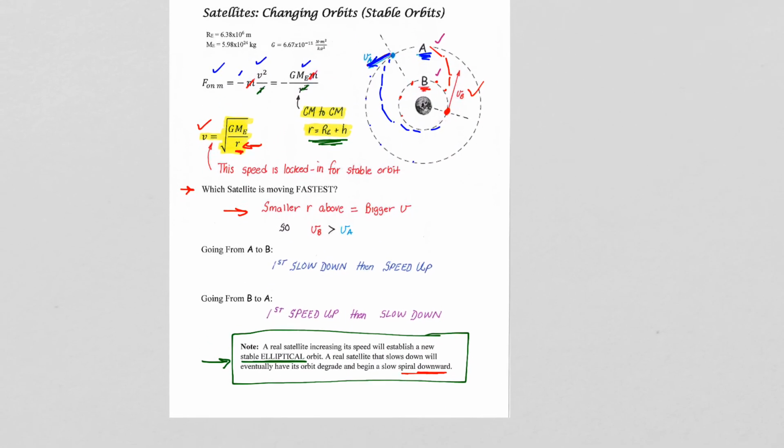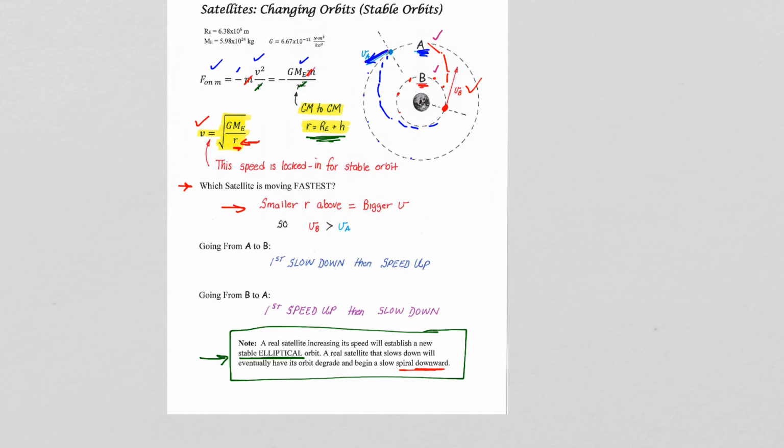So here you have your annotations for changing orbits. Please make sure you have everything copied down, and we will continue on.